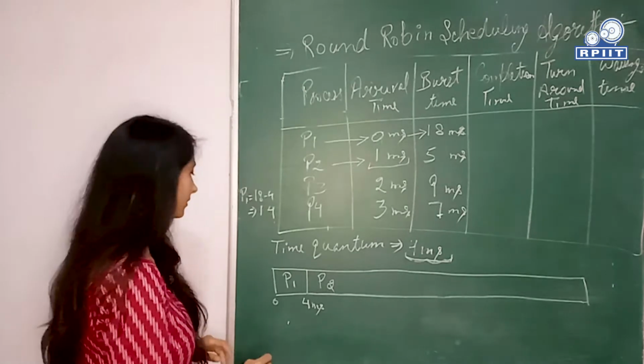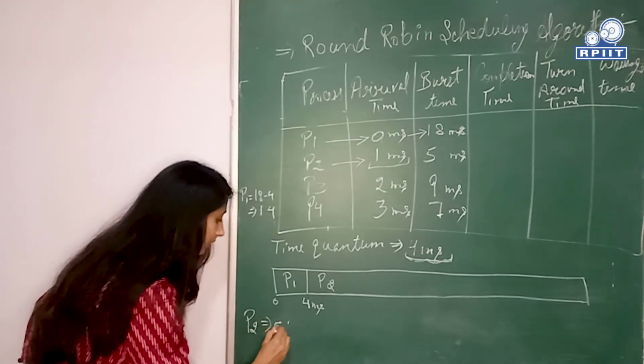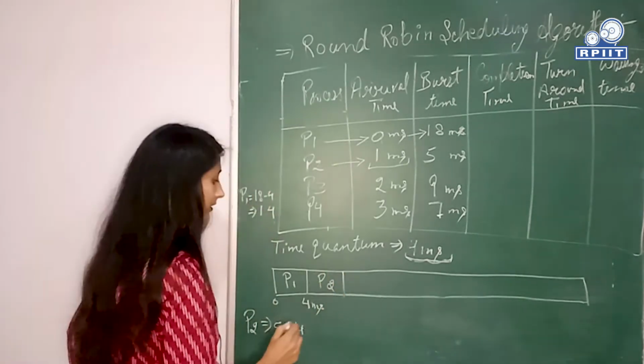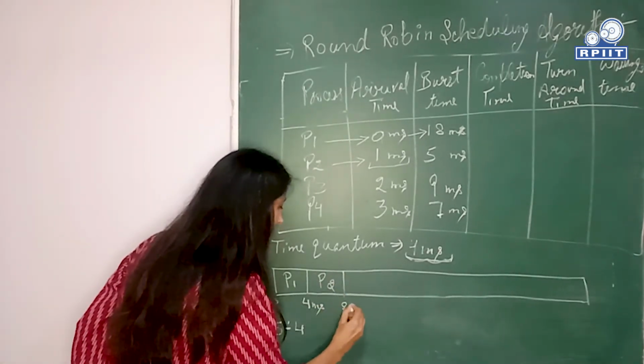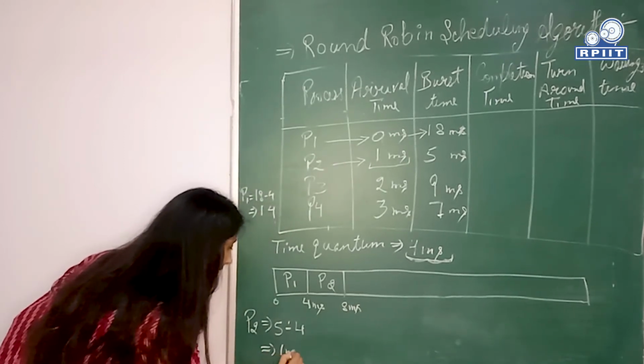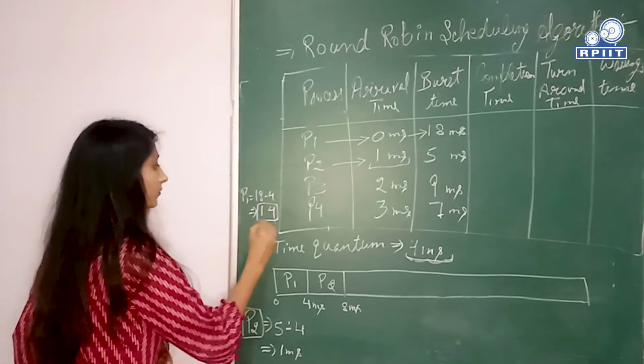Now again, in P2, we will run 4 milliseconds. 4 plus 4 is 8. And 1 millisecond is left of P2, and P1 is 14 milliseconds.